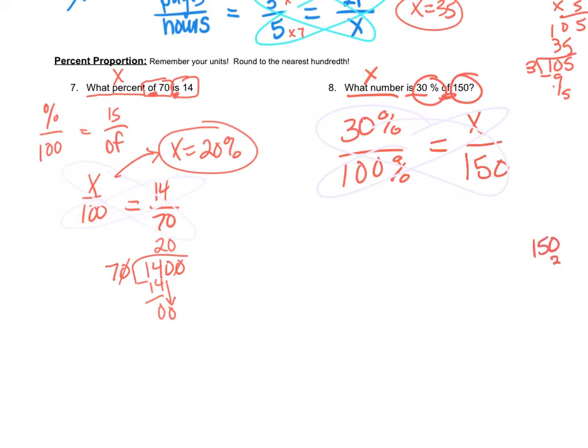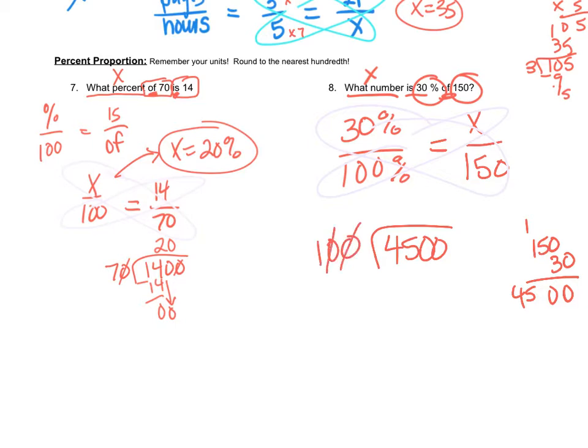So 150 times 30. That's 4,500, and then divided by 100. That's 450. And I can cancel those zeros out. 45. So 45. Okay? Okay?